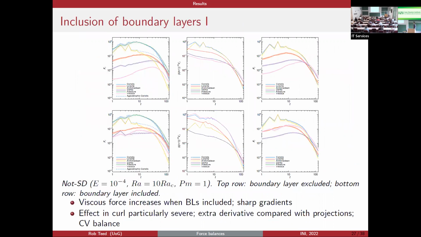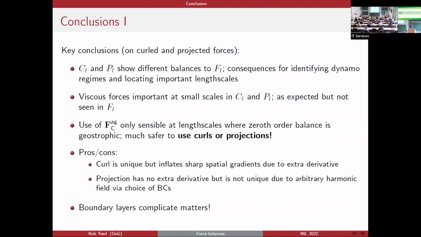I'll skip this because I'm running out of time, but there are some slides here on boundary layers. We can talk about that if people are interested. So, some key conclusions. Sorry, I've got quite a few conclusions, especially because they're split over two pages. I'll try and just nip through them quickly.